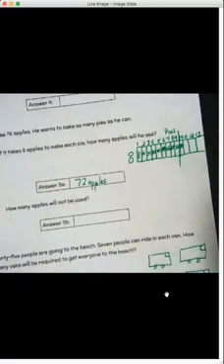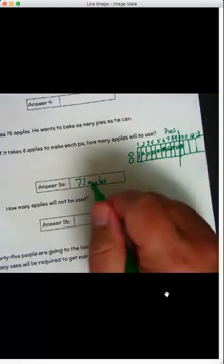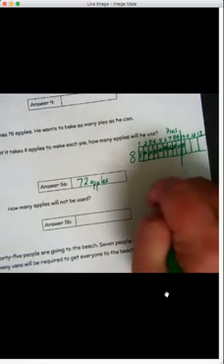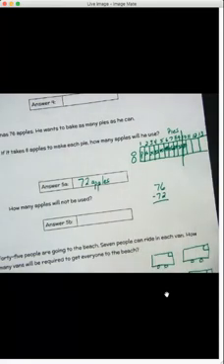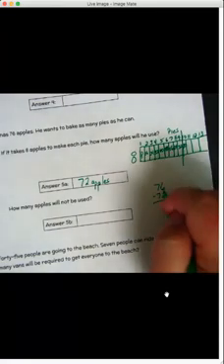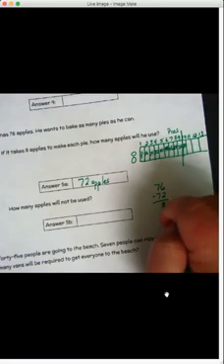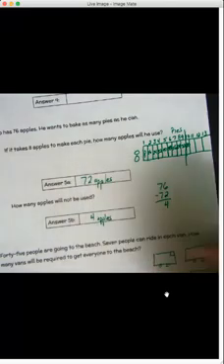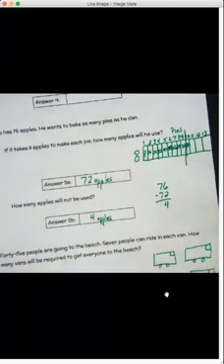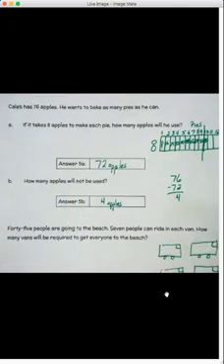How many apples will not be used? Well, he used 72 apples. He had 76, and he used 72. So let's find how many are left over. 76 minus 72 is 4. So there will be 4 apples not used for the pies. Maybe you can make some candy apples or some caramel apples with those. I like those, don't you?